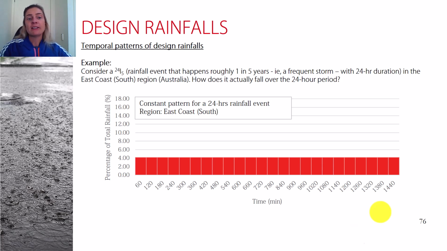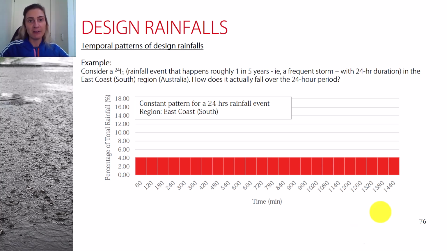Okay, so let's consider a design rainfall that has a 24-hour duration and happens once every 5 years. Okay? And it's located in the east coast of Australia. How does it actually fall over this 24-hour period? So 24 hours of rainfall is quite a long time. Do you think the rainfall will fall at a constant intensity over this period, or it will have some variations?